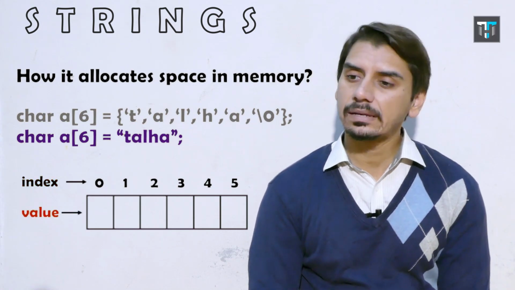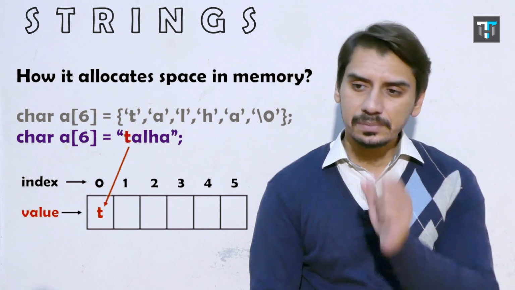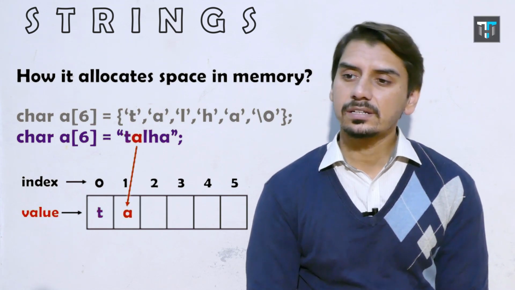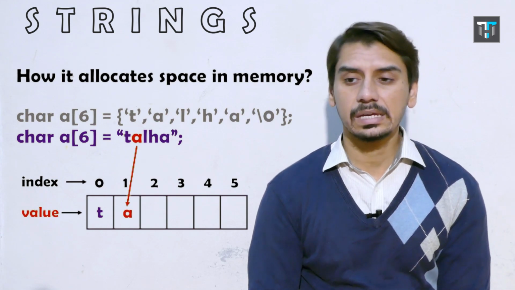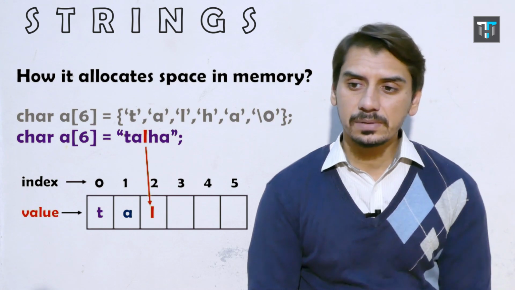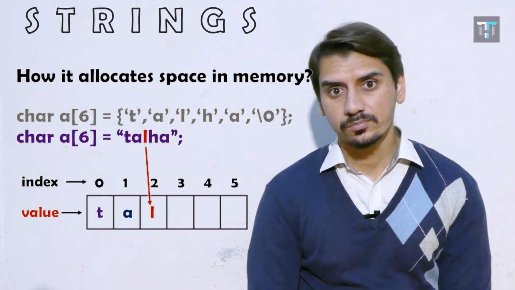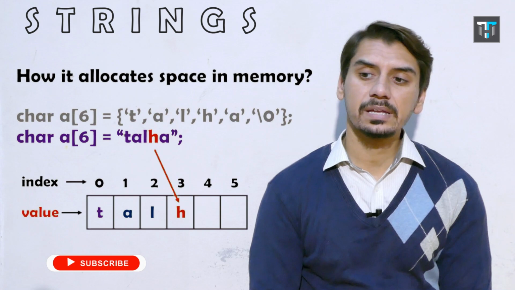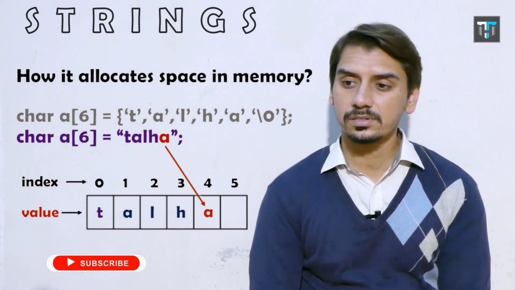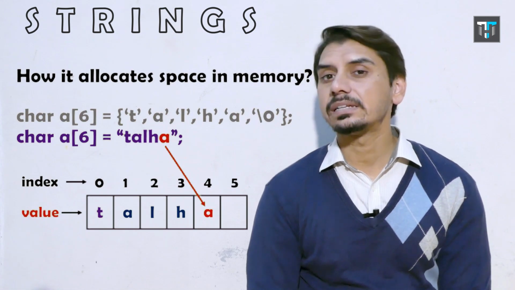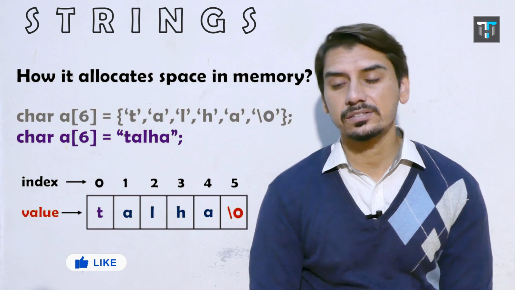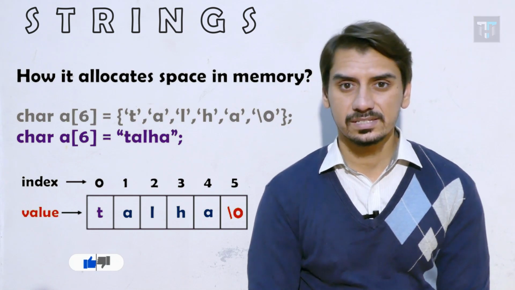Okay, the value is, firstly, suppose T will be placed on index 0 here, and after that on index 1 the A will be placed. After that L will be placed on index number 2, and then H will be placed on index number 3, and A will be placed on index number 4 and index number 5, the last index of this string, contains the null character \0.